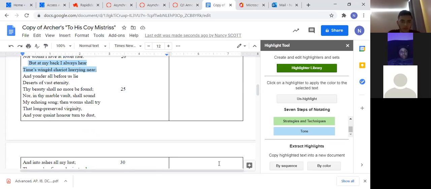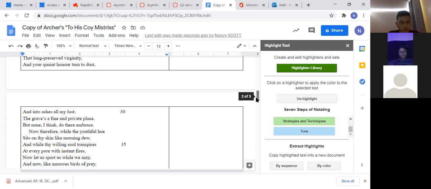And yonder all before us lie deserts of vast eternity is the way it would have been pronounced in Shakespeare's day. Thy beauty shall no more be found, nor in thy marble vault shall sound my echoing song. Then worms shall try that long preserved virginity, and your quaint honor turn to dust. Are y'all hearing the tone? And into ashes all my lust. The grave's a fine and private place, but none I think do there embrace.